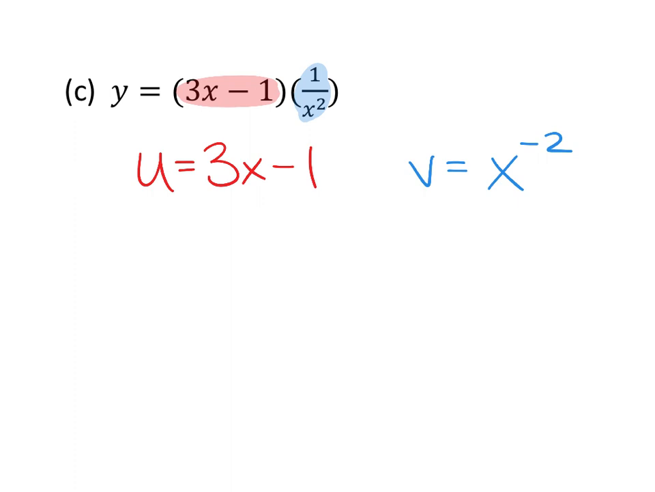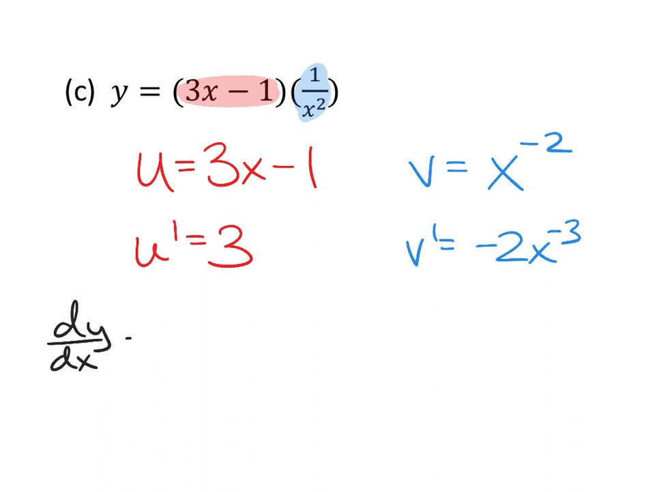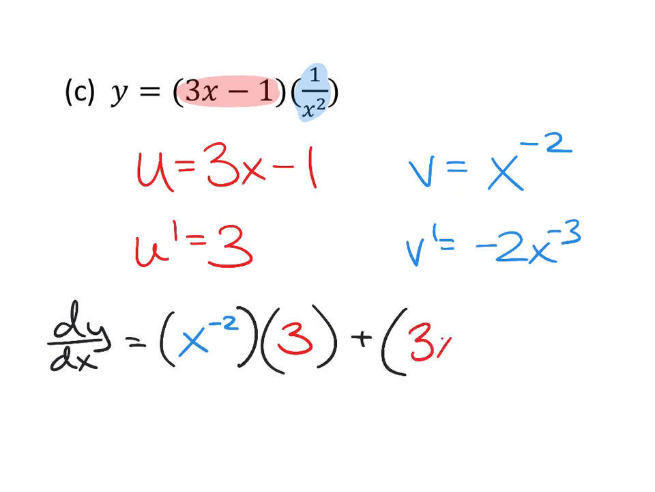Okay, if we keep going, now that we had a chance to think, u prime would be what? 3. And v prime would be? Okay, and we're going to leave it like that for now. We will clean it up before we're done, but because it's easily usable in this format, we start there. To take the derivative of this function, it would be v, x to the negative 2, u prime, which is 3, plus u times v prime.